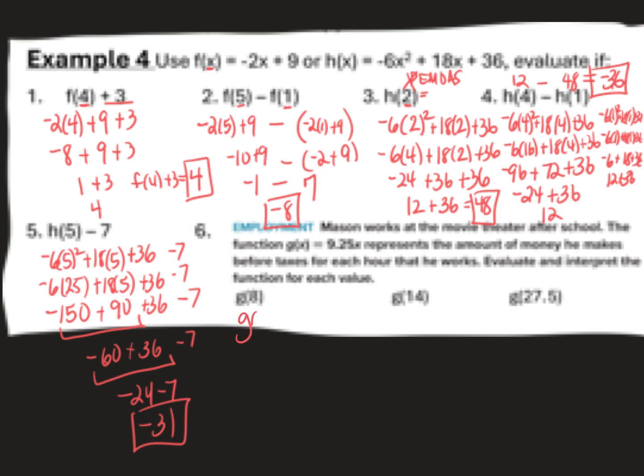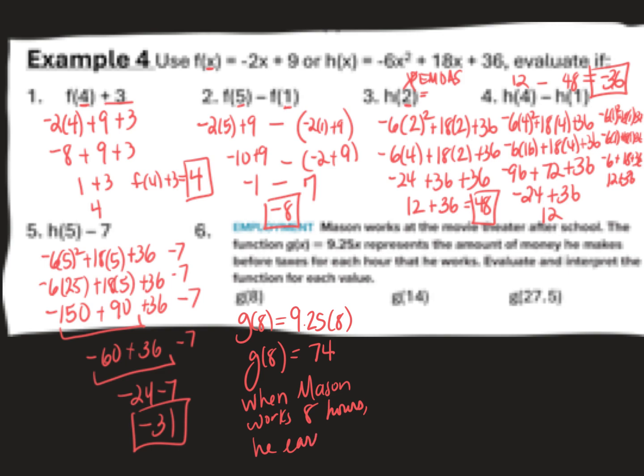So I'm going to do g of 8. 9.25 times 8. And 9.25 times 8 is 74. Now what does this mean? We're going to interpret it. It means when Mason works 8 hours, he earns $74.